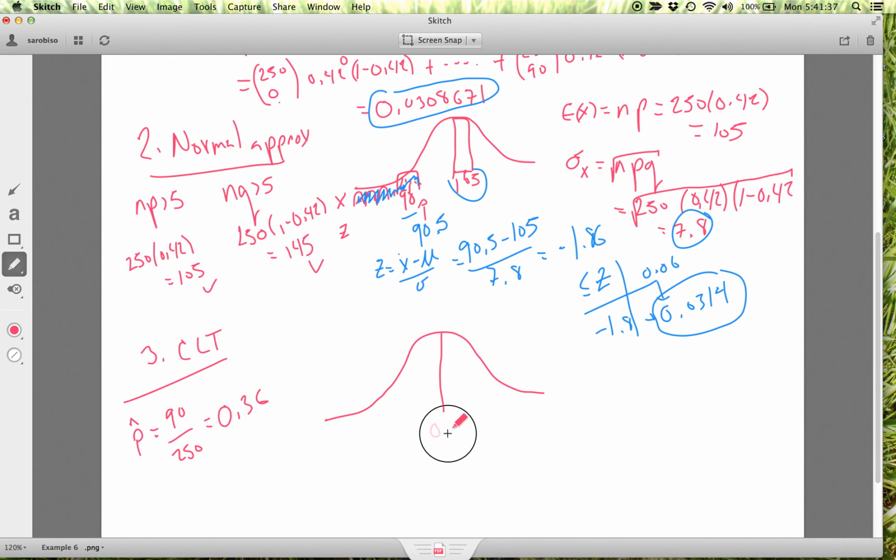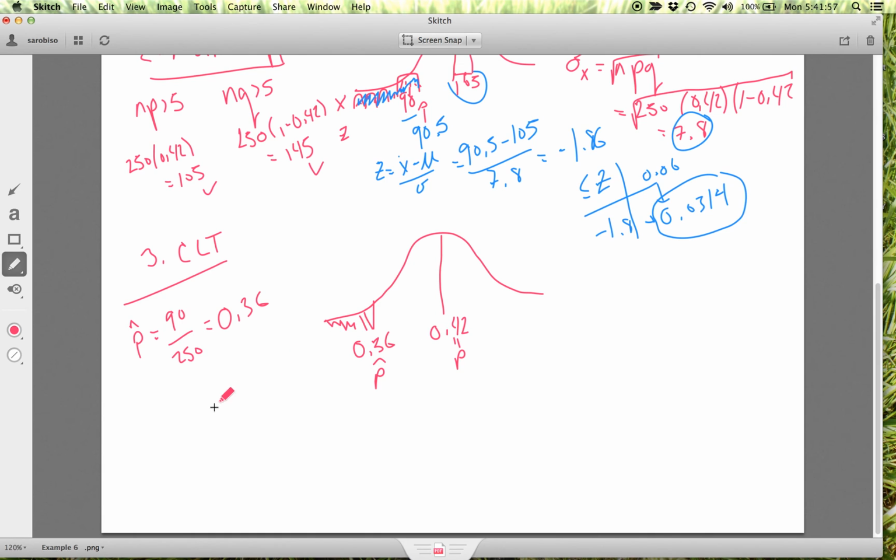Okay, so if we're talking about the central limit theorem, here the middle we were told was 42%, that is our p-value, and then the sample proportion, the p-hat, we just calculated to be 0.36. Okay, so we're looking for this area here.